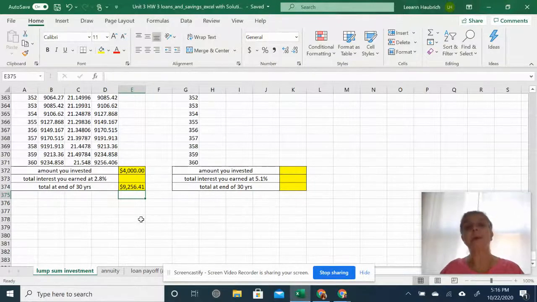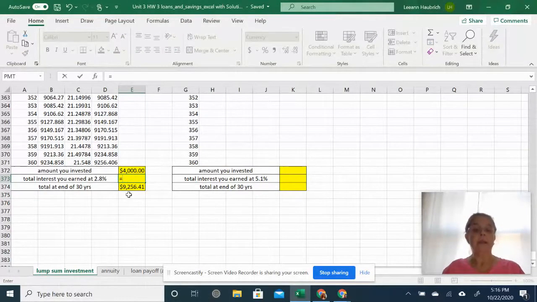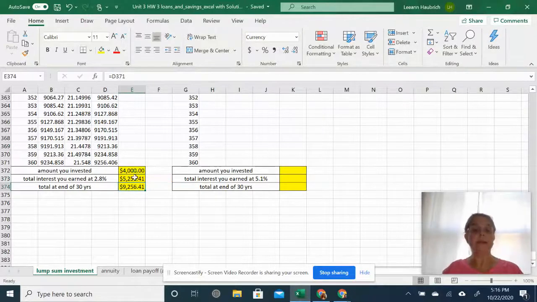$9,256.41. If I want to know how much interest I earned on that account, put the cursor in the interest box, hit equal the ending amount minus the starting amount, and that will tell me that I earned $5,256.41. So this first example is a lump sum investment. You invest some amount of money, you put it into the account, and you just let it sit.